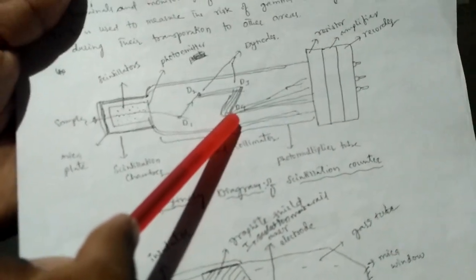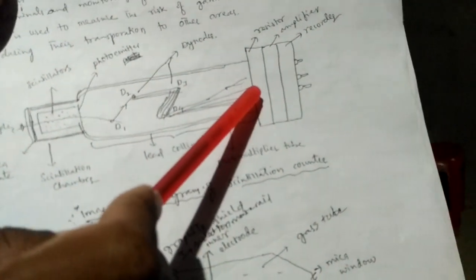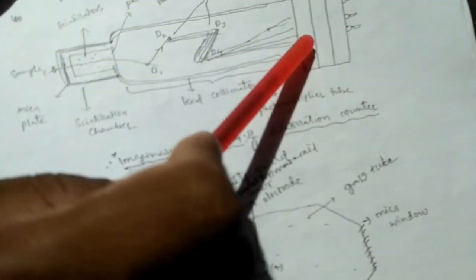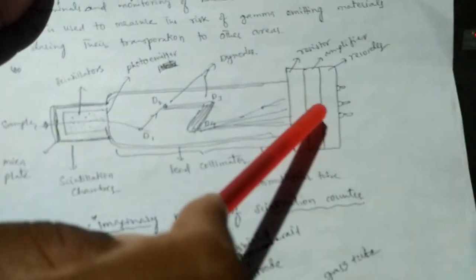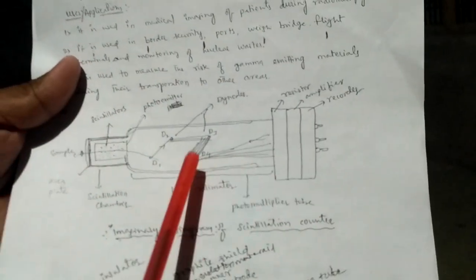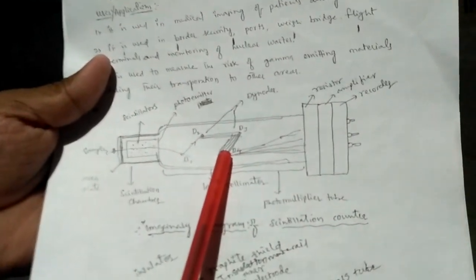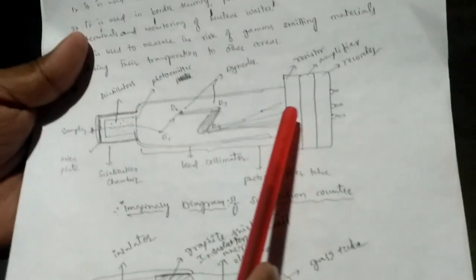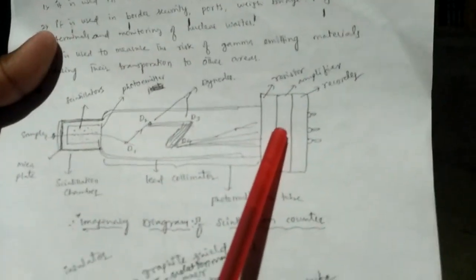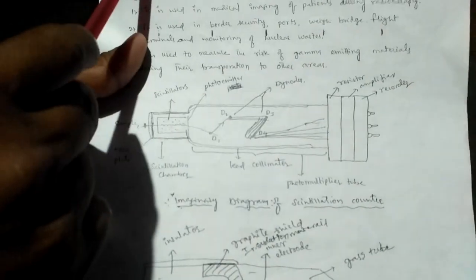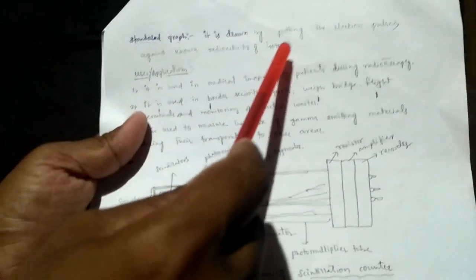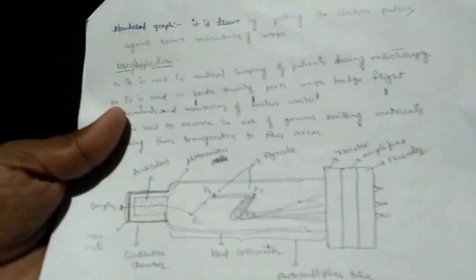After reaching the last diode, the flash of light is passed to the resistor, where it is converted into an electric pulse. That electric pulse is amplified by the amplifier and recorded by the recorder. The recorded graph is compared with the standard graph, which is drawn by plotting the electron pulses against known radioactivity of an isotope. This is the process of measuring the radioactivity.